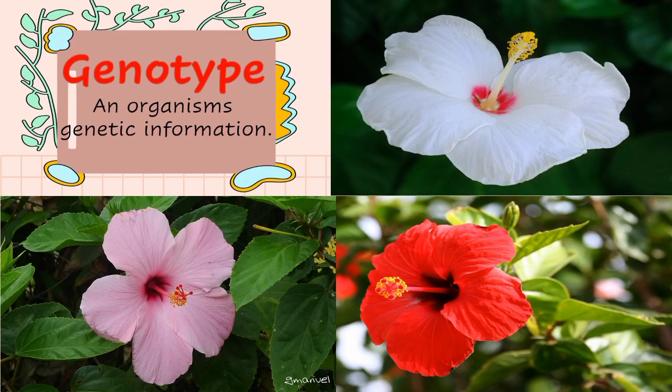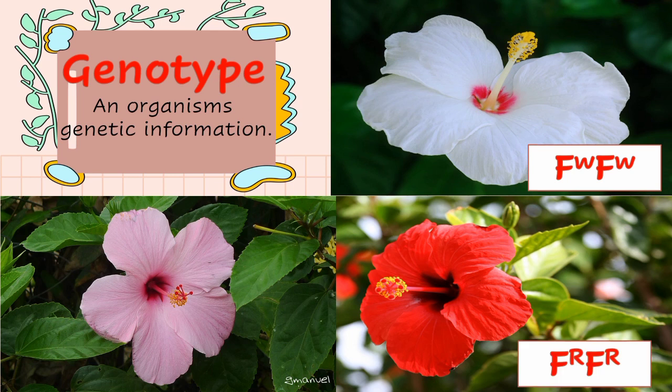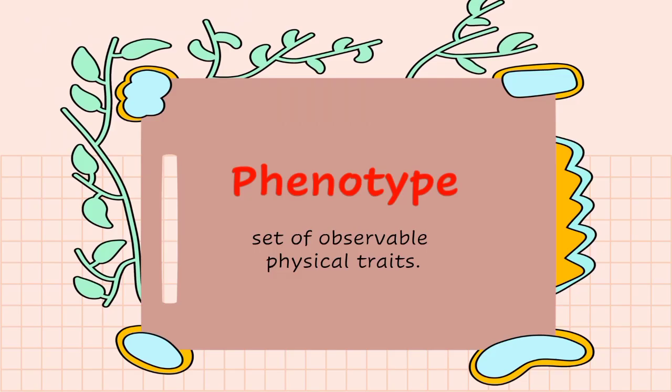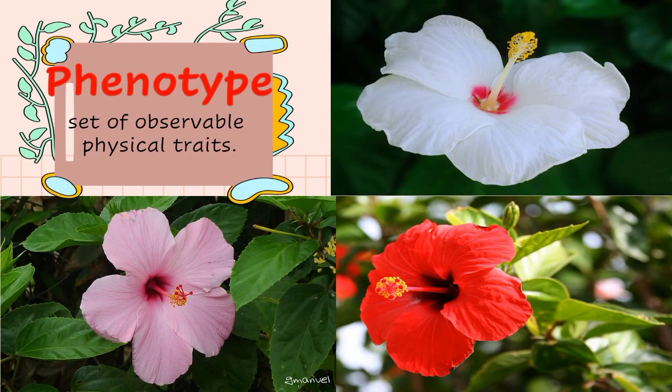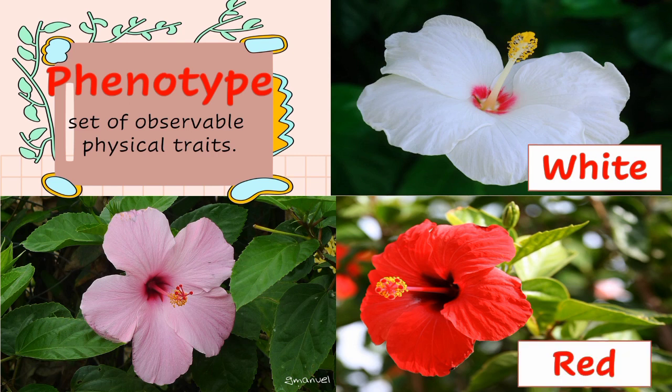Examples of genotypes are FW for the white flower, FR for the red flower, and FRFW for the pink flower. For the last but not the least, we have the phenotype. That is a set of observable physical traits. For example, for the first flower we have white, for the next we have red, and for the last one we have the pink flower. Those are examples of what we call phenotype.